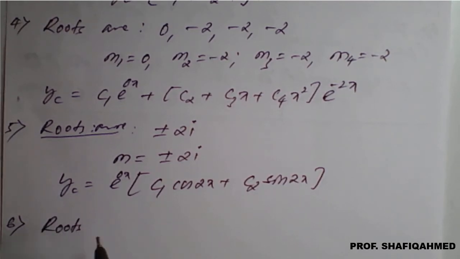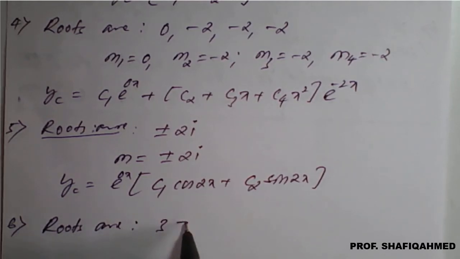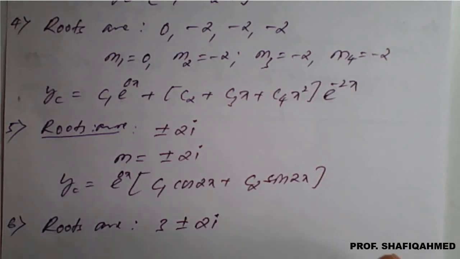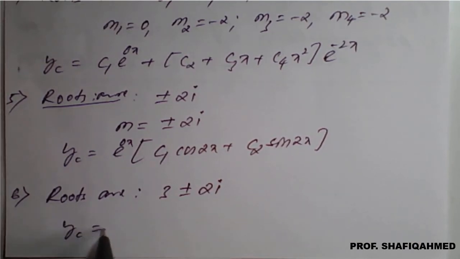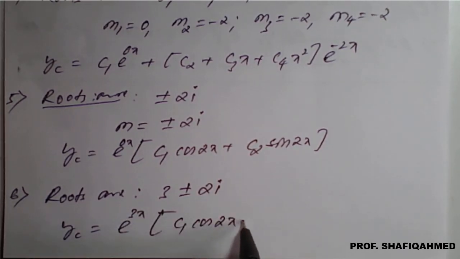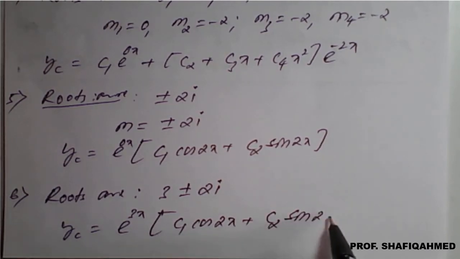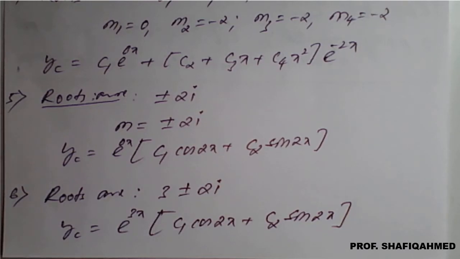Fine. Next, one more kind of example, next kind of root. Roots are 3 plus or minus 2i, complex root. Here the real part is there, and the imaginary part is also there. Therefore the complementary function is, for the real part, e raised to 3x into bracket c1 cos of 2x plus c2 sine of 2x. So this is writing a complementary function for 3 plus or minus 2i. Next, one more kind of root we'll see.